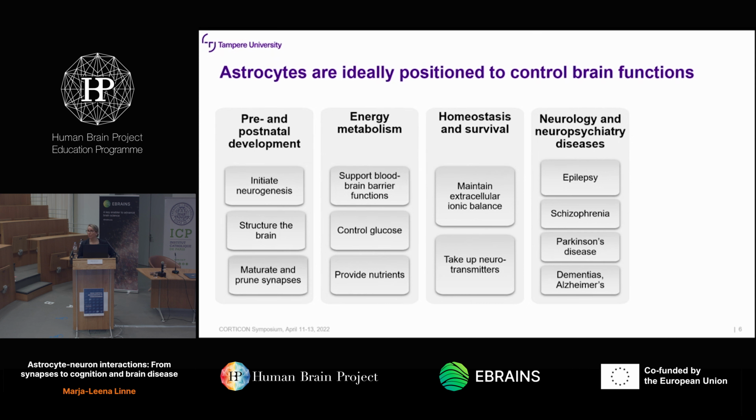Based on these functions, I think we have stayed on this level, and we haven't thought that providing homeostasis is really crucial for everything that happens in our brain. I will have examples of those a bit later. We now also know that astrocytes are involved in almost all neurological and neuropsychiatric conditions, like epilepsy, schizophrenia, Parkinson's disease, and dementias.